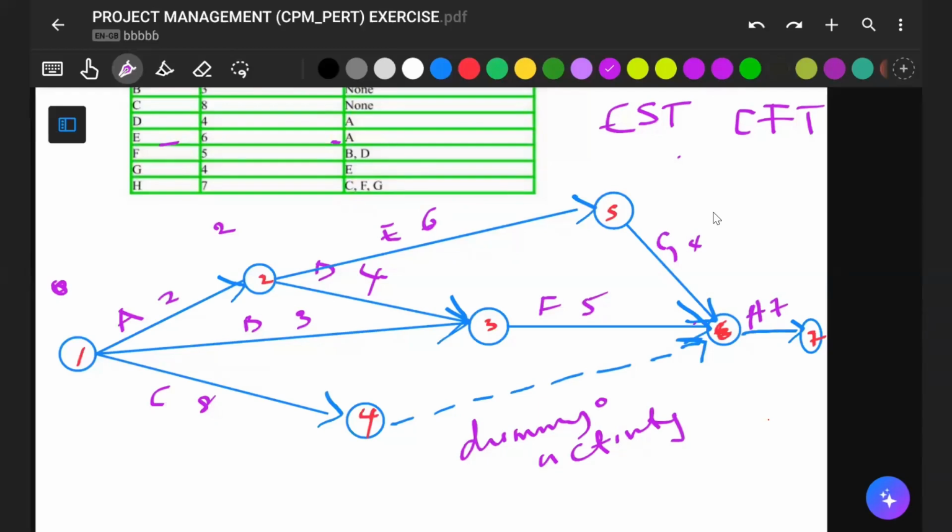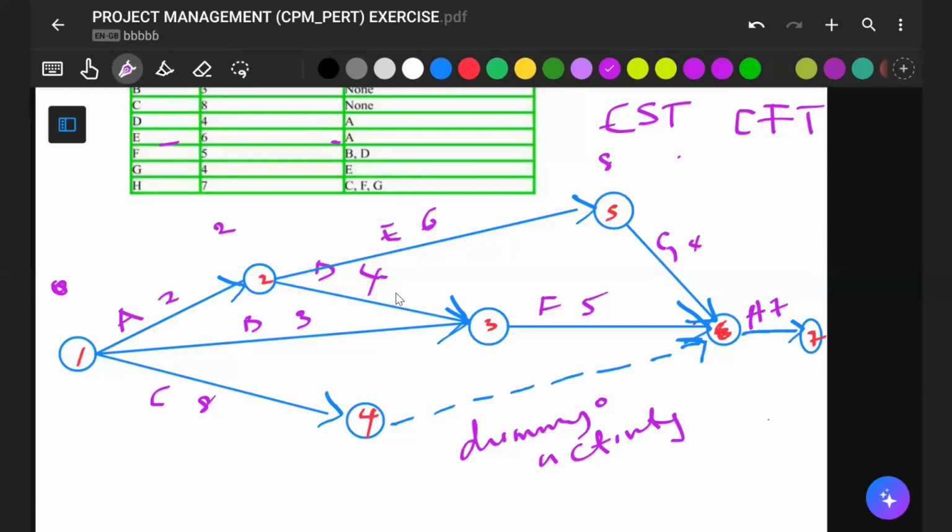Then from node 2 to node 5, which is activity E, the duration here is 6 months. Now you say 2 plus 6 will give you what here? It will give you 8. You come back here between node 2 and node 3. Please look on your screen. Between node 2 and node 3, you have 4 months.